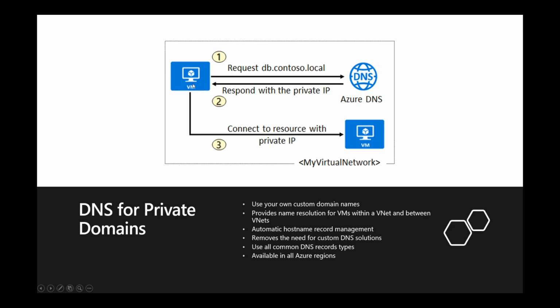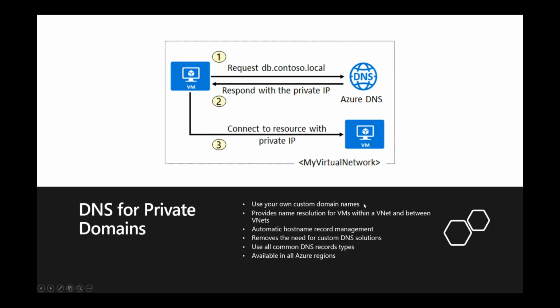If you are pinging one host in the same VNet, the request will go to the Azure DNS and then it will respond. Suppose this request goes to db.contoso.local. It will respond with the IP address, whatever it has in its record, and then your request will flow to the destination VM.